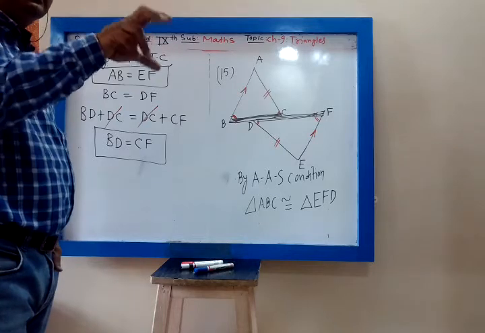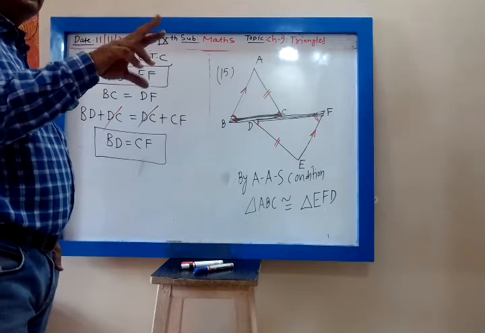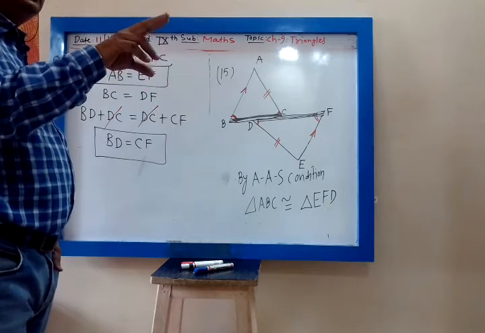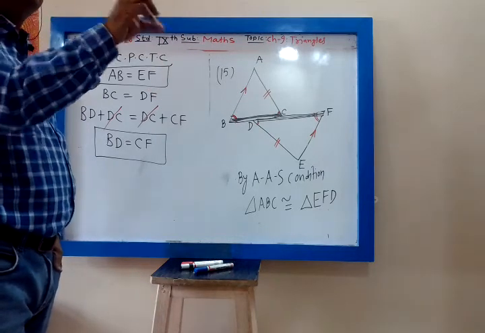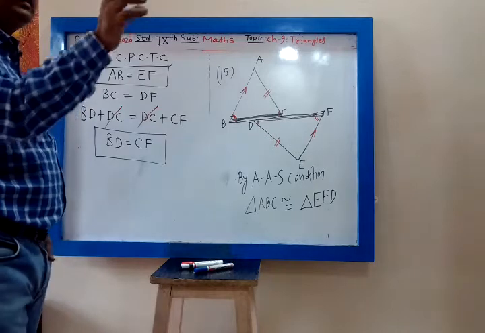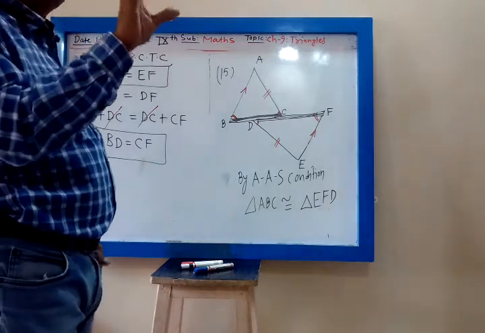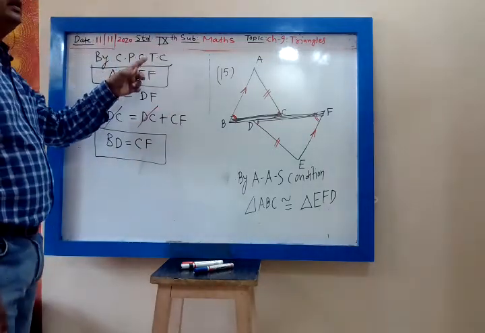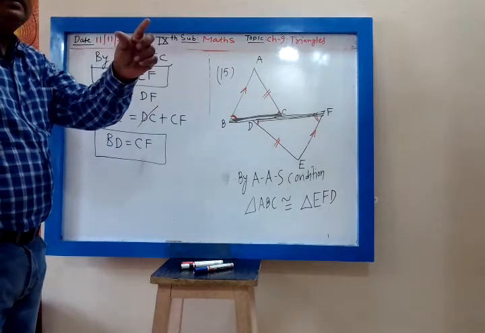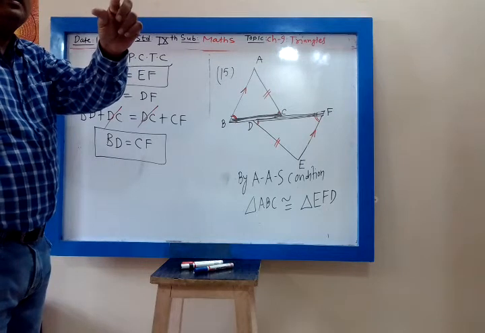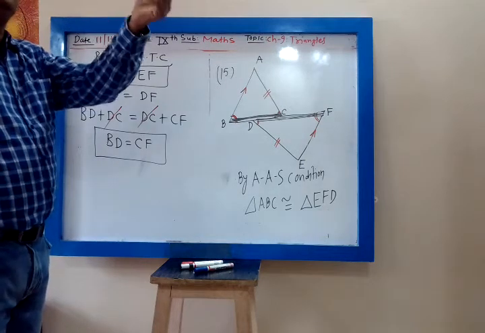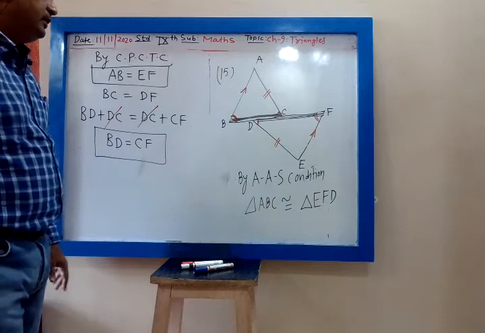All the remaining sides, leaving those sides that are given equal, the corresponding sides of both the triangles are equal, and the corresponding angles are also equal by CPCTC. If two triangles are congruent, then the corresponding sides of both the triangles are equal and the corresponding angles of both the triangles are equal.